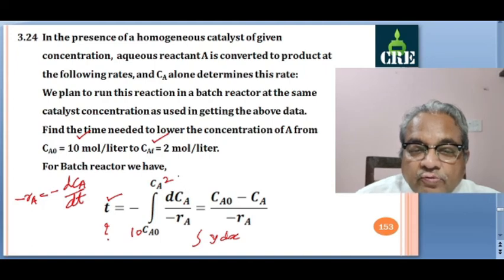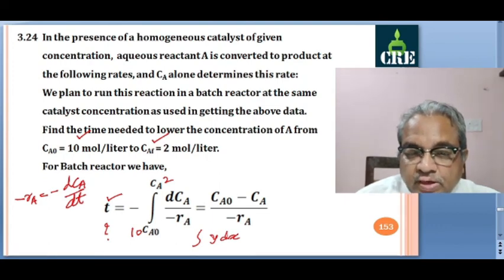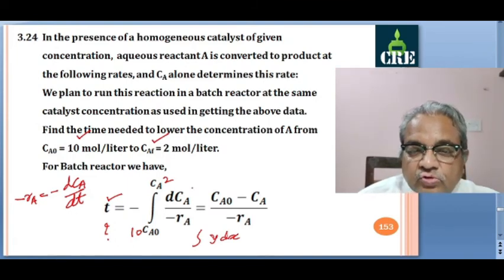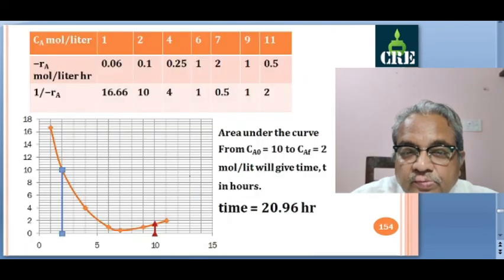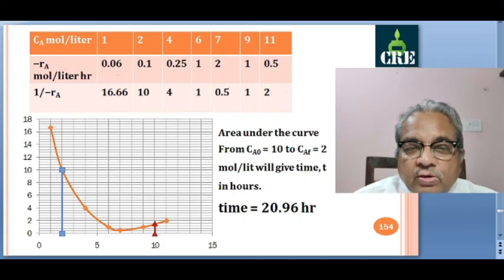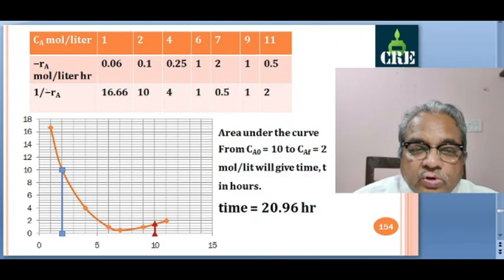So you make a plot of 1 upon minus Ra as a function of concentration, and then between these concentrations 10 to 2 you find the area under the curve. So graphical integration. You can go ahead with the numerical integration also, that will also give you a similar result. So we'll see graphical integration here. Data given is Ca moles per liter 1, 2, 4, 6, 7, 9 and 11. Corresponding minus Ra points in moles per liter per hour are given here. You invert this, 1 upon minus Ra. Units will be liter hour by mole. So all these points I have got.